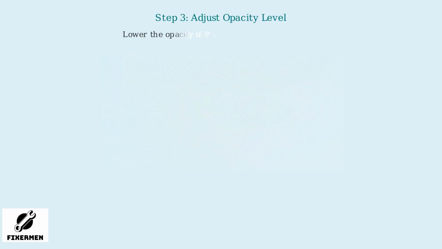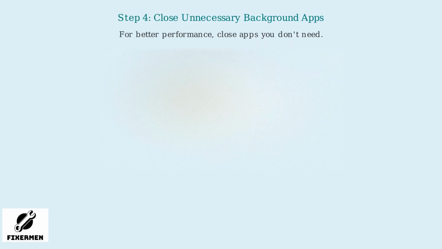If the overlay feels too prominent, reduce its opacity level in the settings. This maintains visibility while being less distracting during work. For lagging performance, open Task Manager and close unnecessary background applications. This frees up system resources for smoother overlay operation.